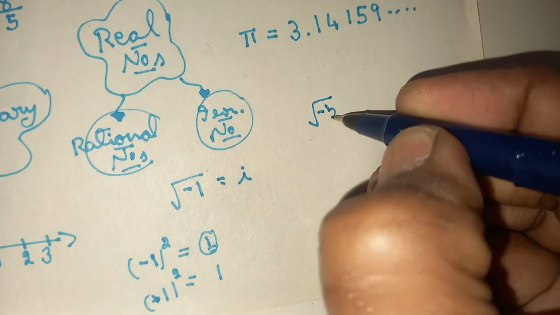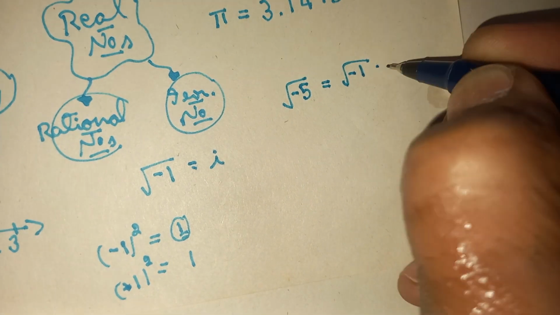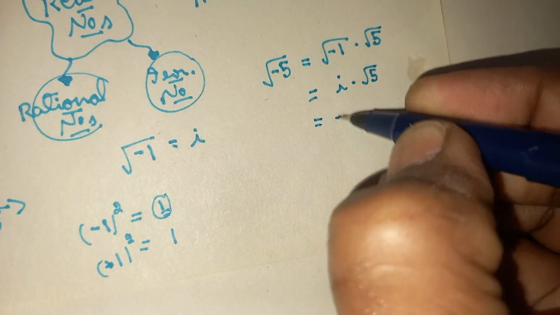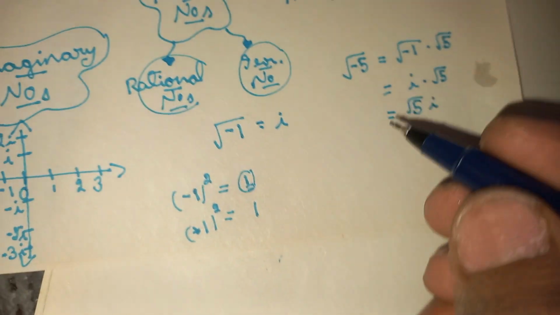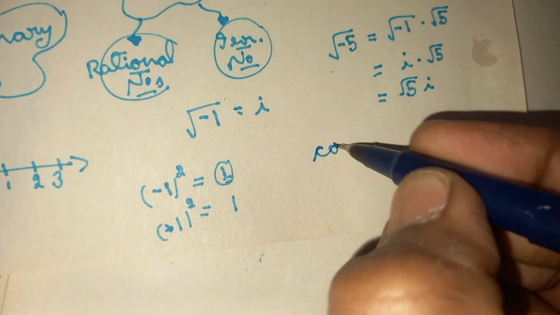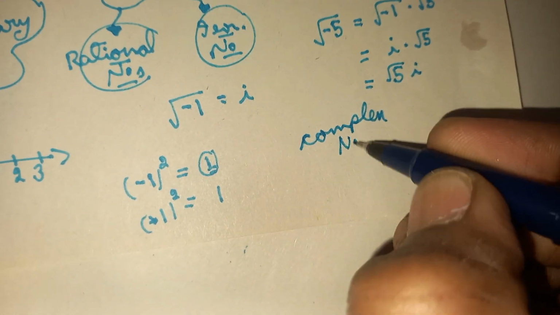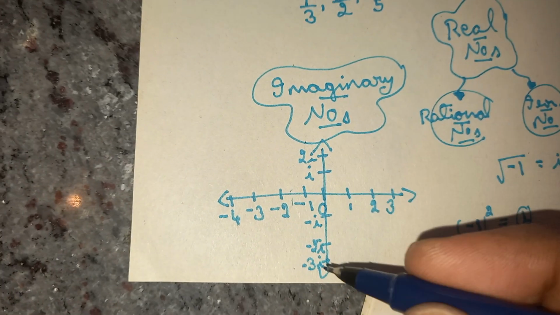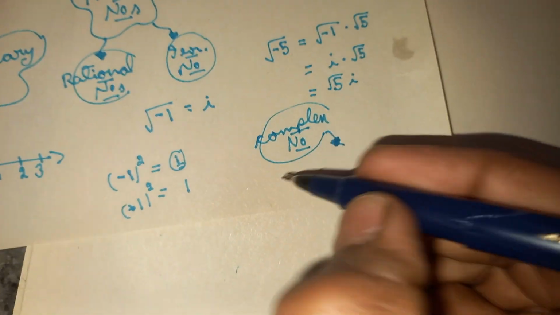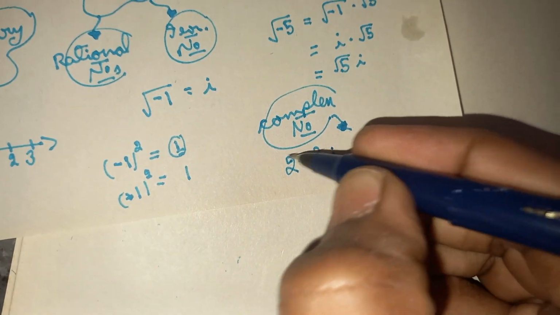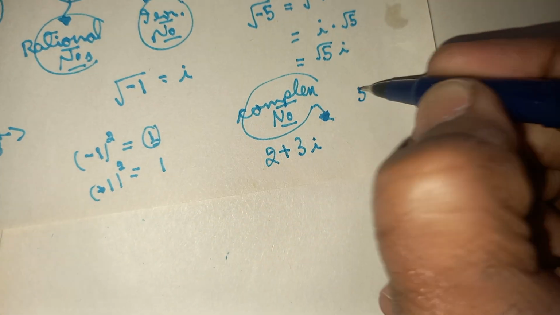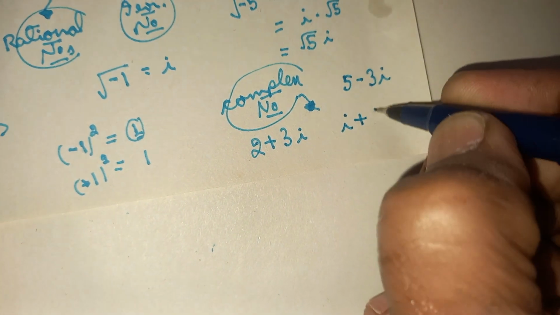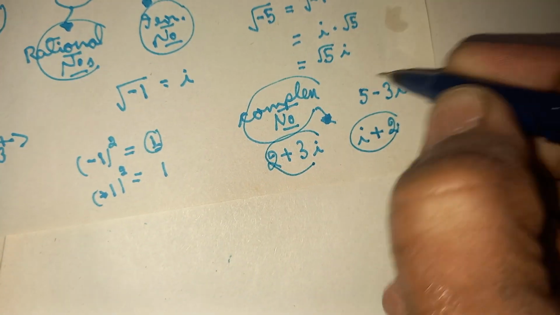If they give the root of minus 5, you must first separate it as root of minus 1 times root 5. So this becomes i times root 5, that is root 5 i. And then the last numbers are complex numbers. Complex numbers involve a combination of both imaginary and real numbers. Here is the imaginary part, here the real part, like 2 plus 3i. This is the real part, this is the imaginary part. 5 minus 3i, and i plus 2. These are all complex numbers. Now bye.